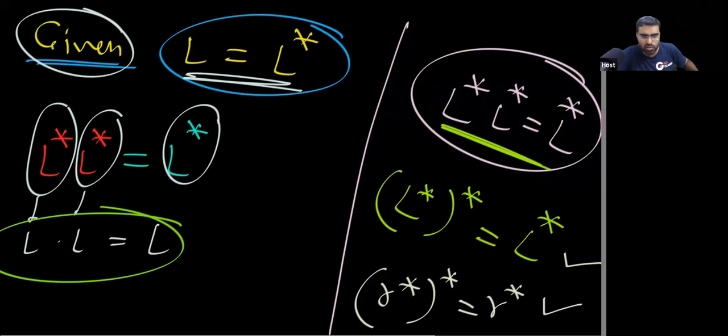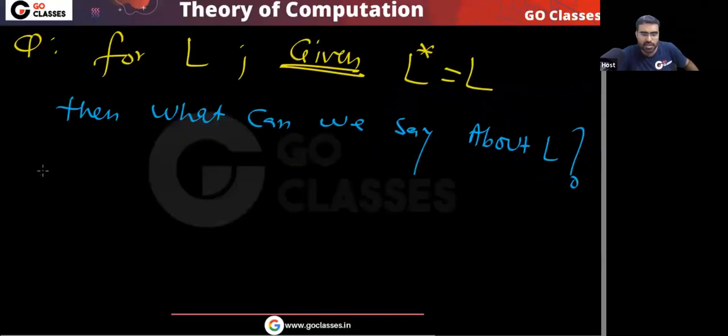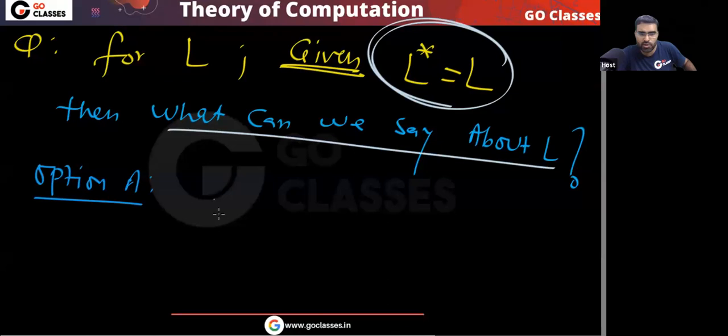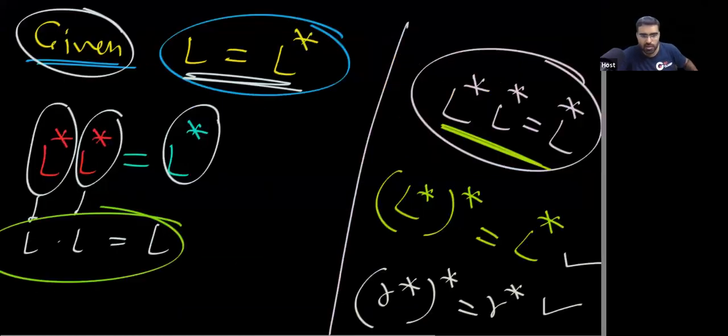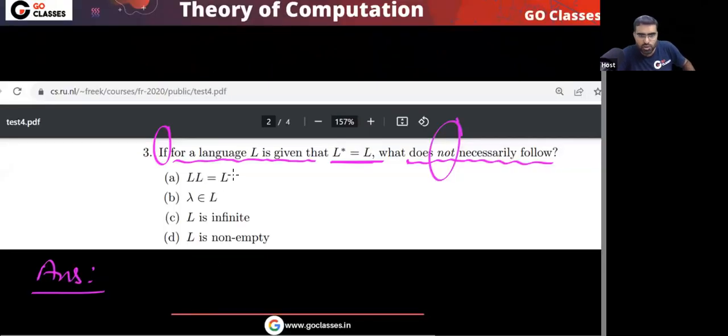So I can say this will also definitely happen. So option A will definitely happen. Means if this happens, then I can say LL will be the same as L. Very simple. So I can say that these two things will definitely follow.